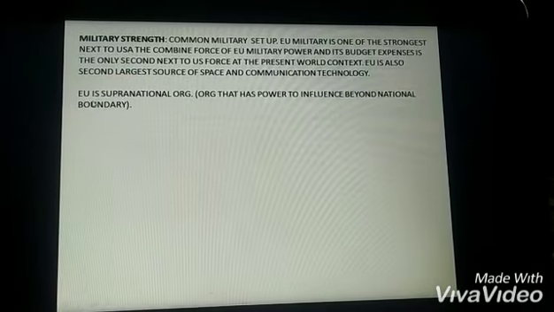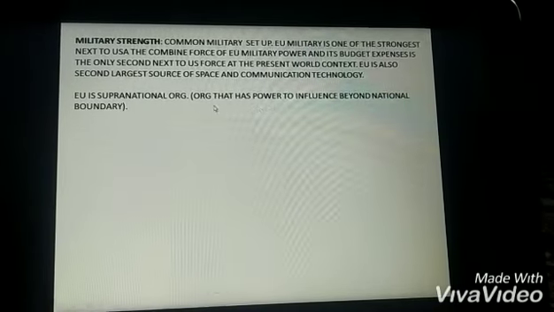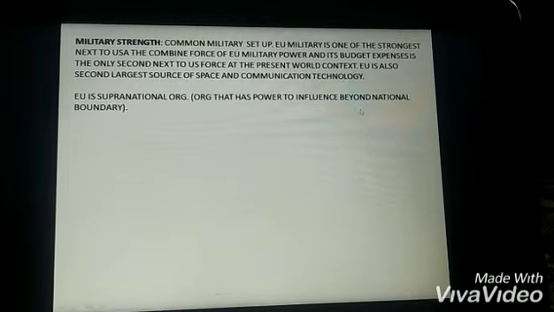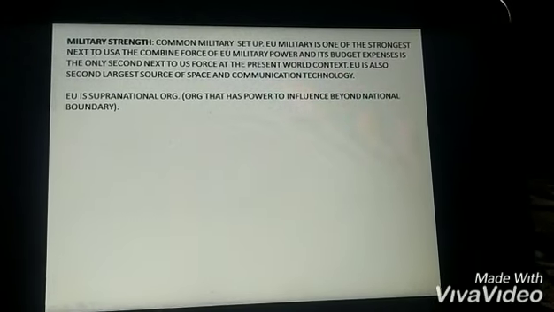Okay, so this EU is a supranational organization. A supranational organization means an organization that has a power to influence beyond its national boundaries. Those organizations which have a power to influence beyond their national boundary are called supranational organizations. So EU is one of them.